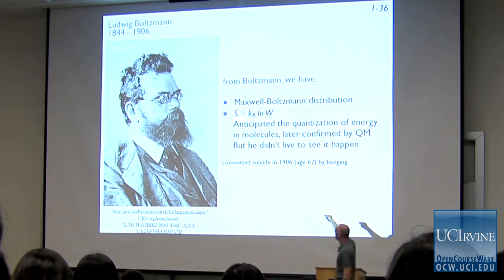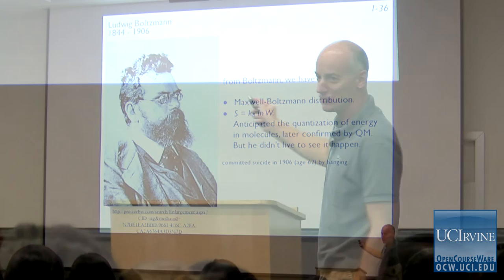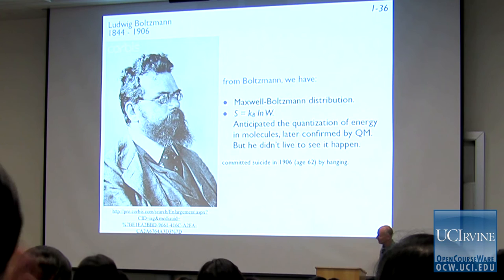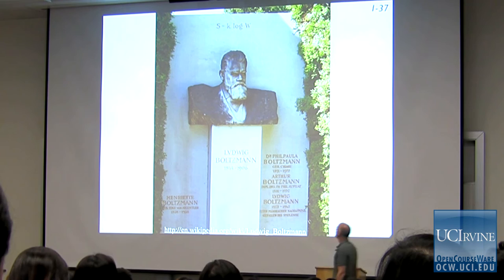How many people have seen that equation outside of the license plate of Professor Tobias's Prius? That's his Prius with it. K log W. Don't go into his car. And this is his grave in Vienna. S equals K log W. In case you're wondering, that was his idea.